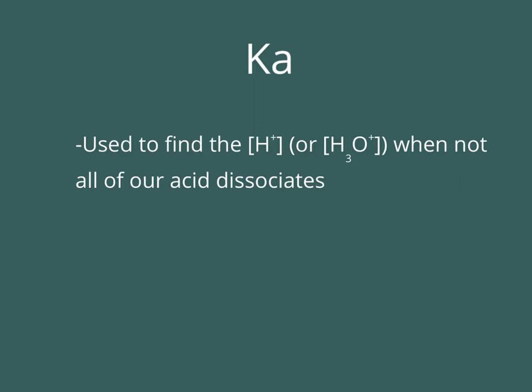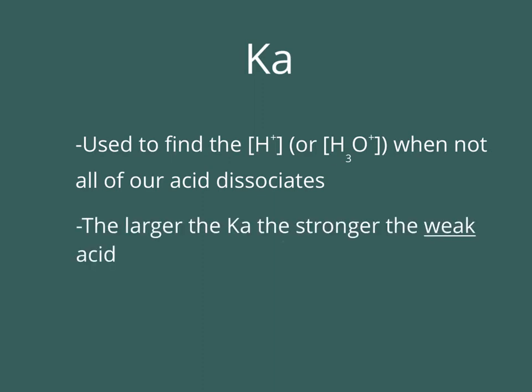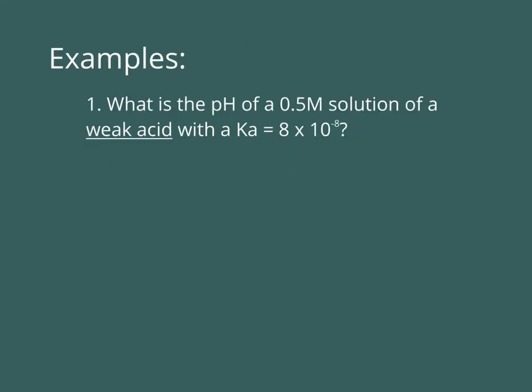We can also use Ka to help us determine the strength of our weak acid. So the larger the Ka, the stronger our weak acid is going to be. Our weak acids are never going to be strong acids, but our weak acids can have varying degrees of strength while still being overall weak acids. So the more dissociation we have, the larger the numerator, means the larger the Ka and the stronger our weak acid. So let's take a look at some examples of how to apply Ka.